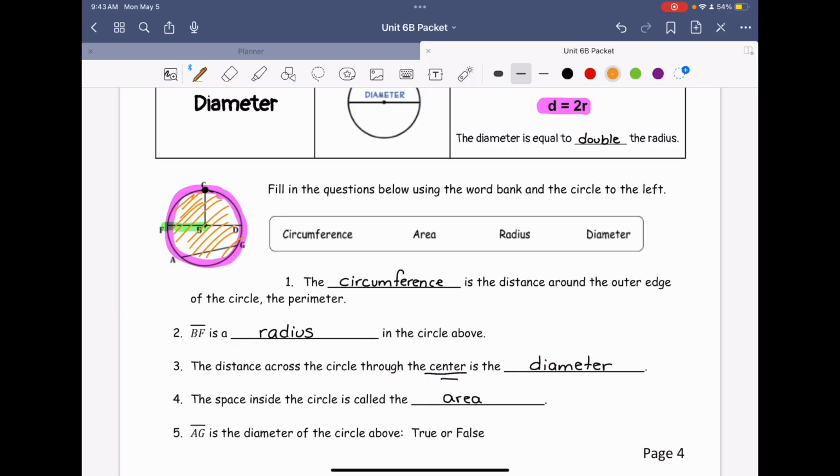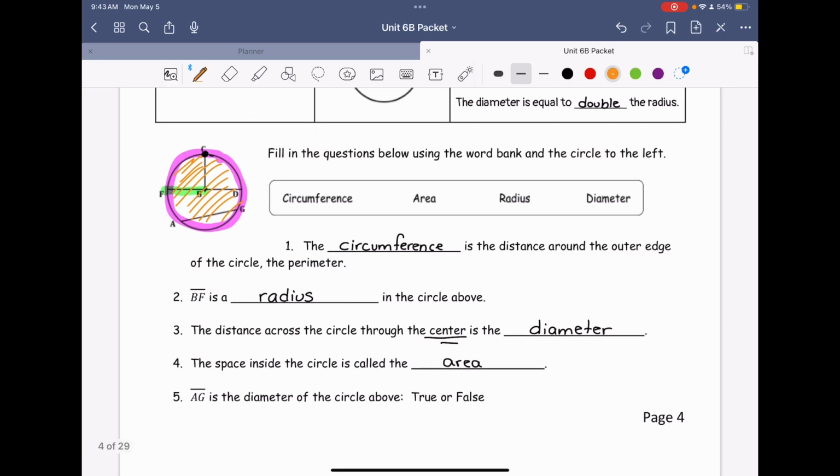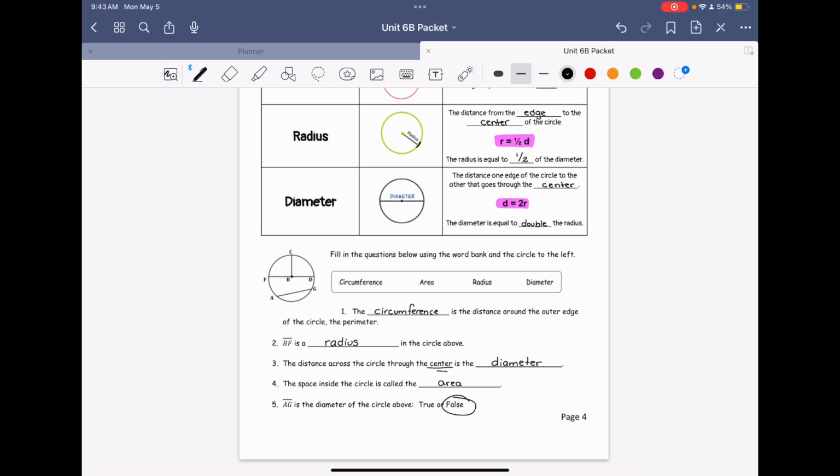And it says AG is the diameter of the circle above. Is this true or false? Remember, the diameter has to go through the center. So if I take a look at AG, here's AG. AG is not going through that center point, so it cannot be my diameter, so this is false. Next page.